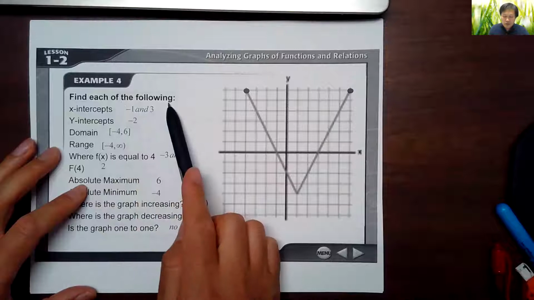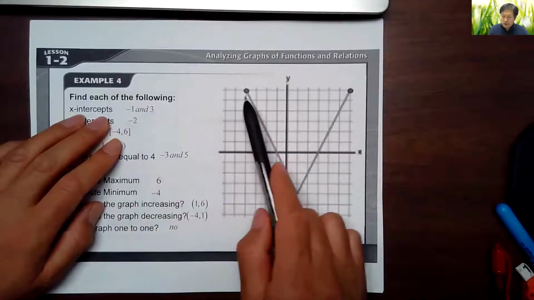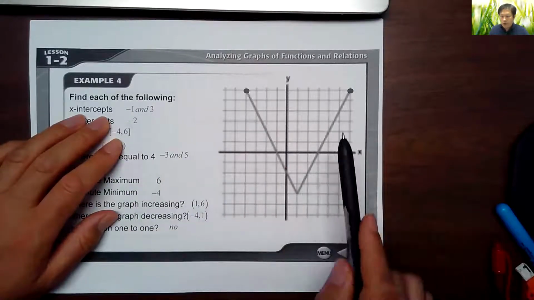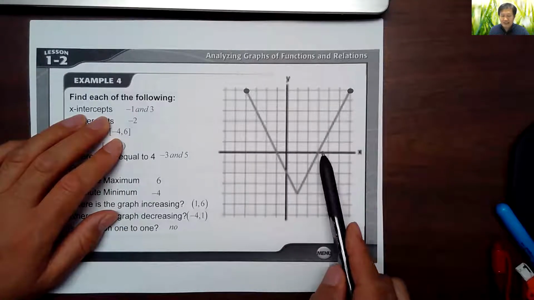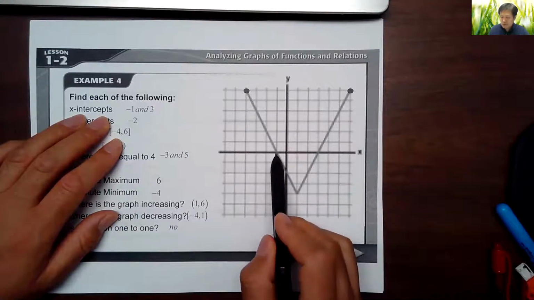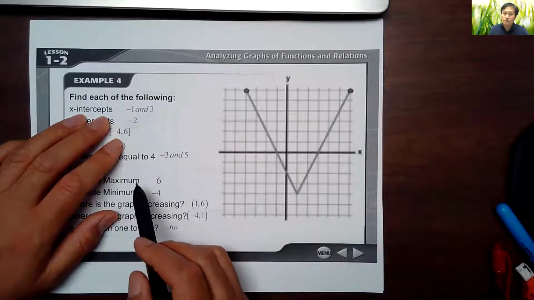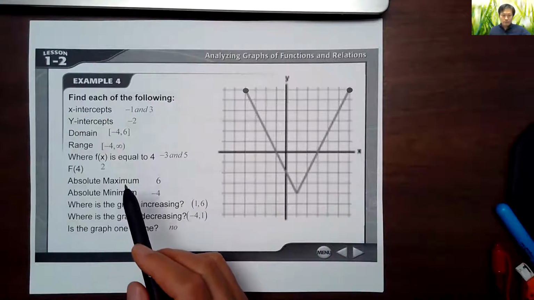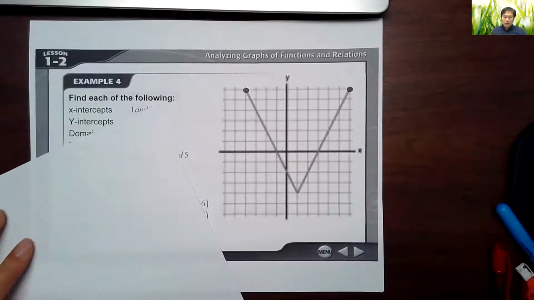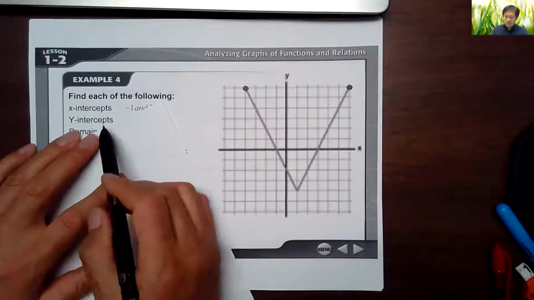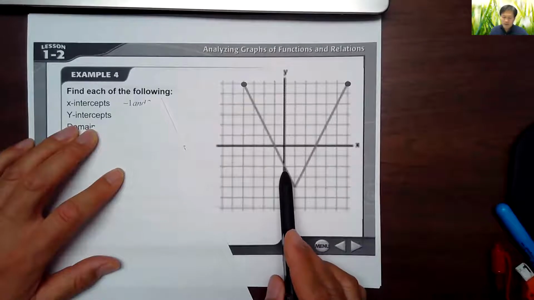Find each of the following. x-intercepts: look at the graph. Where does the graph hit the x-axis? Right here, right here. Minus 1 and 3. That's why we got minus 1 and 3. Okay. Y-intercept: where does the graph hit the y-axis? Right here, minus 2.